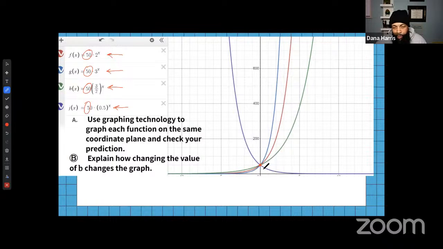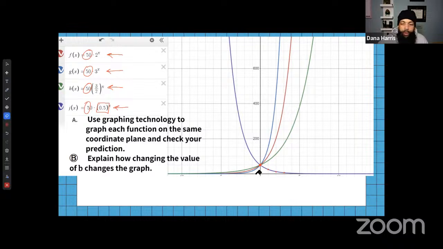If we look at the purple one, notice when it goes from left to right, it goes down. That is because this growth factor is between 0 and 1. What that's saying is it's multiplying that 50 by half. It starts with the 50, then it's 25 here, then half of that, which would be 12.5, then half of that, and half of that. Because the growth factor for purple is between 0 and 1, that graph is going down.